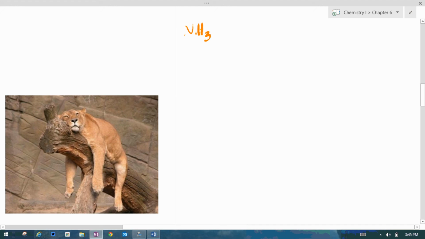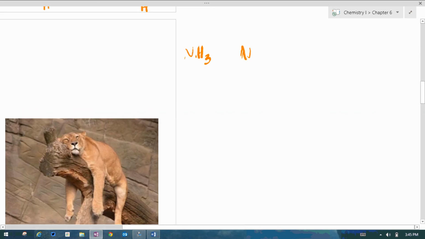Sorry, my pen is not working really well right here. NH3. So first step, draw the electron dot of each element. So we have, oh goodness, my pen is just not being happy here.